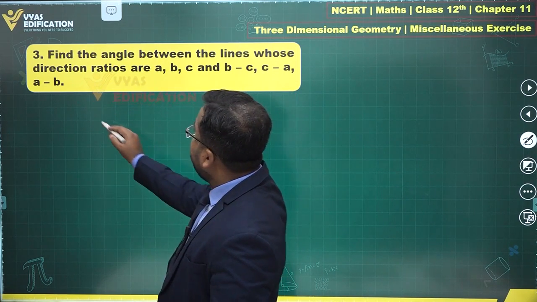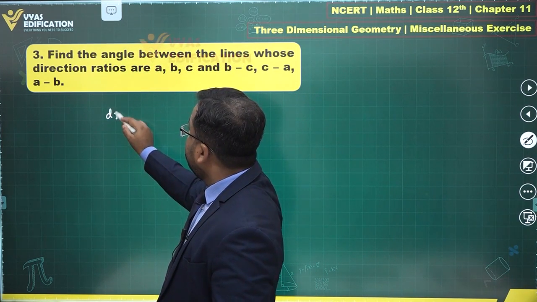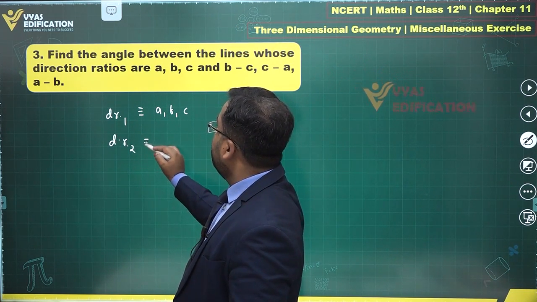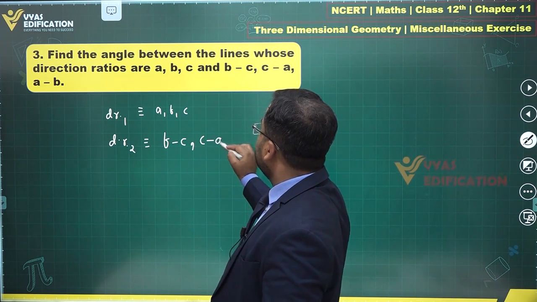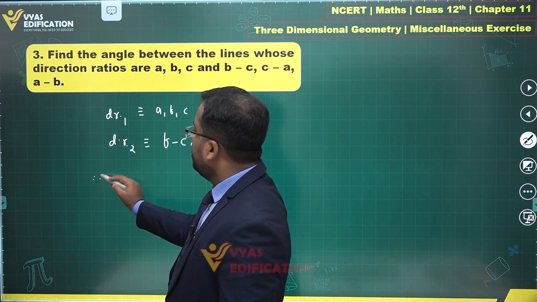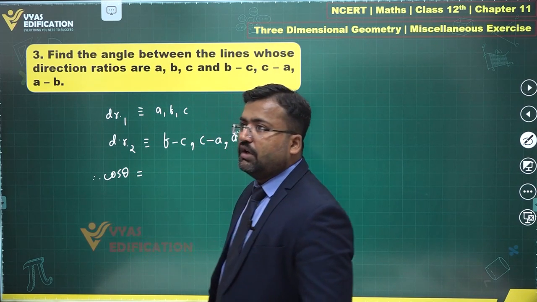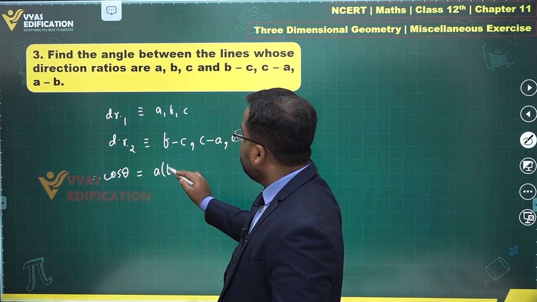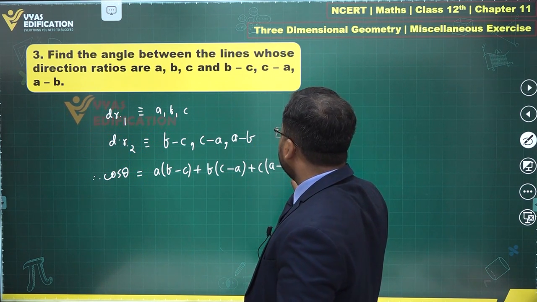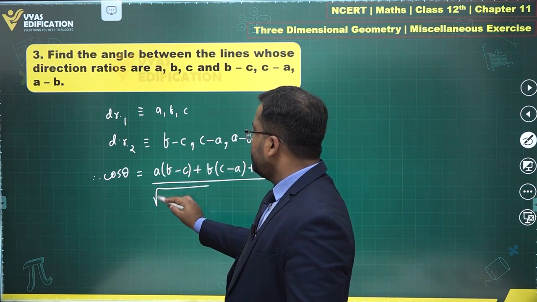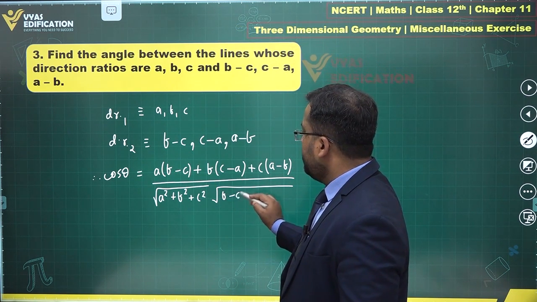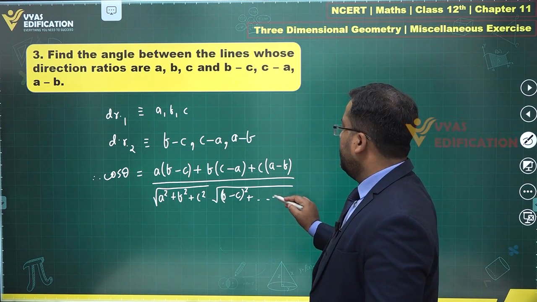So what you'll have is the angle between the lines whose direction ratios 1 are a, b, c. Direction ratios 2 are b minus c, c minus a, a minus b. These are the direction ratios 1 and 2. Therefore, cos theta is equal to what? Cos theta will be a times (b minus c) plus b times (c minus a) plus c times (a minus b) upon under root of the squares of this, a square plus b square plus c square, and similarly the squares of this, (b minus c) whole square plus another term, right?